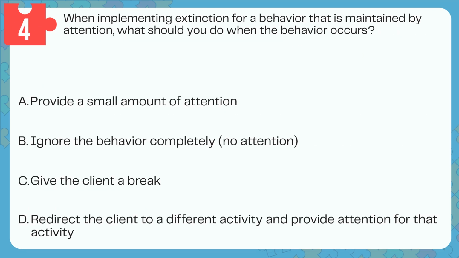Question 4. When implementing extinction for a behavior that is maintained by attention, what should you do when the behavior occurs? A. Provide a small amount of attention. B. Ignore the behavior completely, no attention. C. Give the client a break. D. Redirect the client to a different activity and provide attention for that activity.